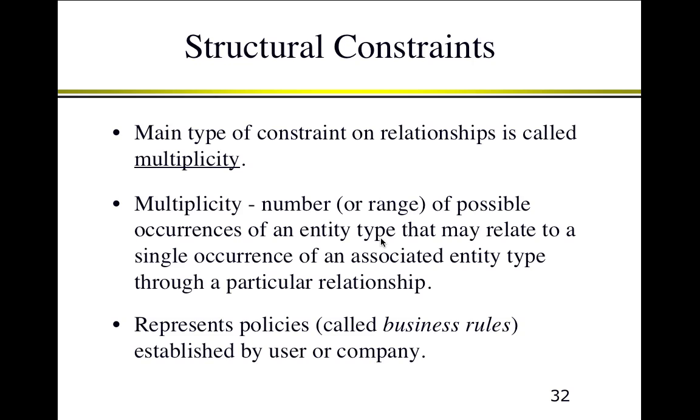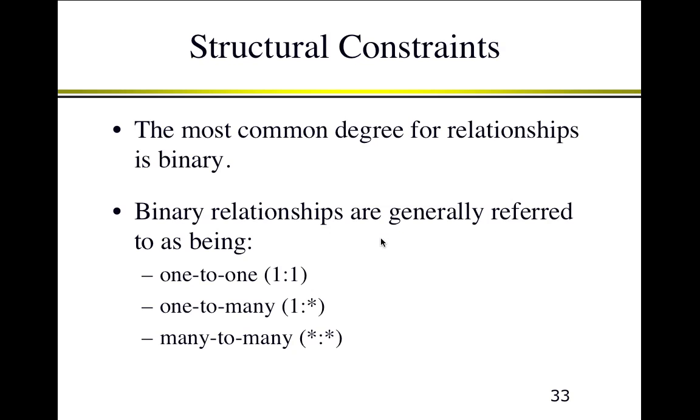So we have the range of possible occurrences of the entity that relate to single occurrences. We represent this by what's sometimes referred to as business rules. So if we have a bus, and the bus has 20 seats on it, we know we can have 0 to 20 students, kids, people on the bus. So that's what's meant by the degree. So we might have 0. Will the bus still run? The bus will still operate with 0 people.